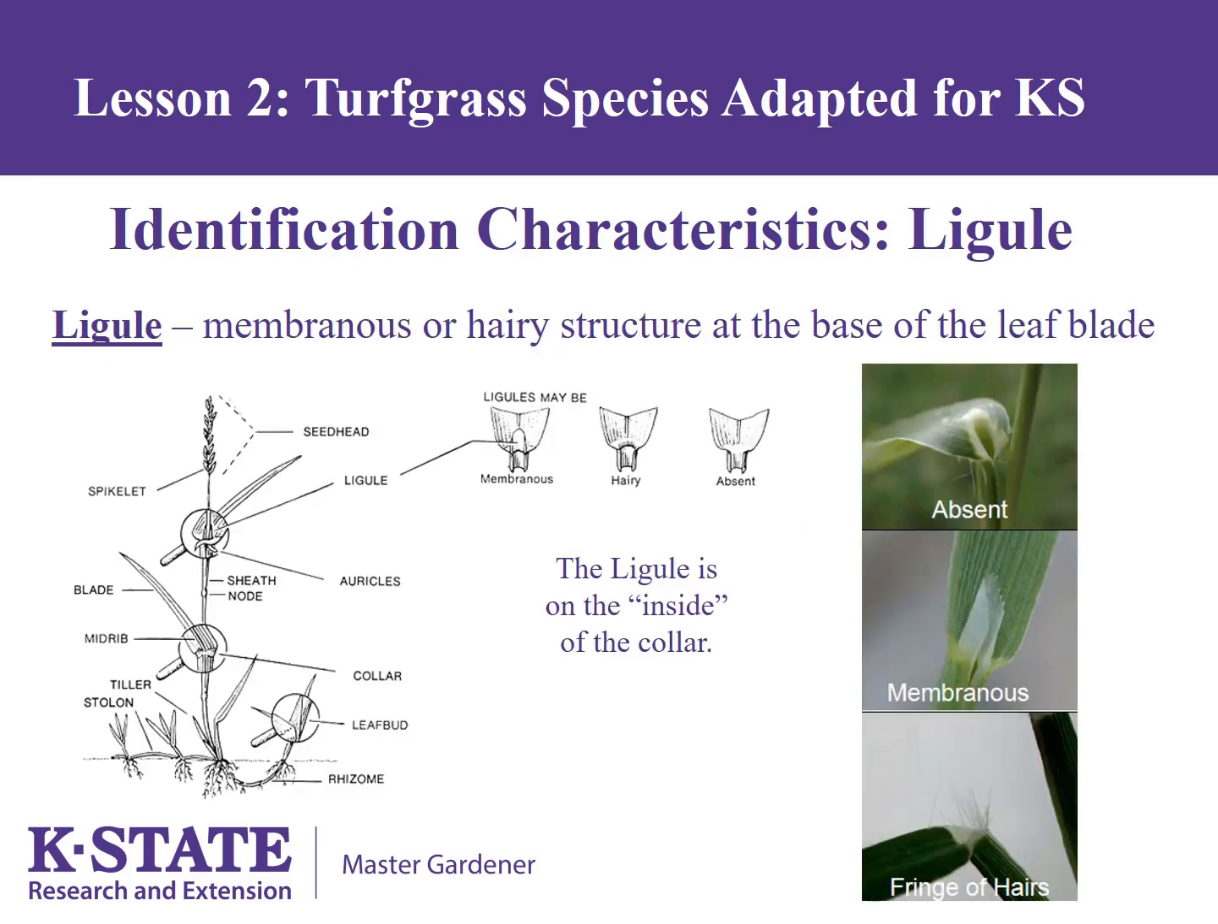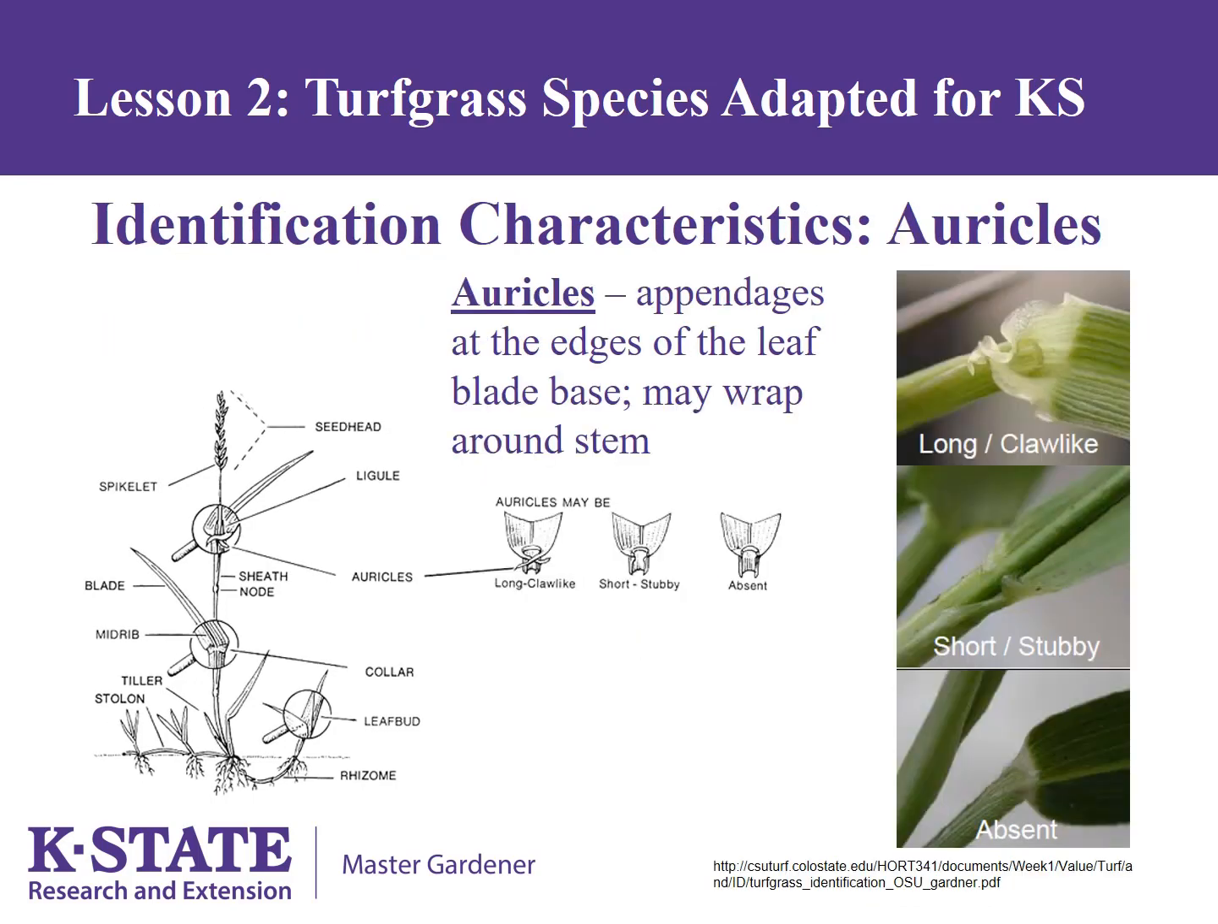The ligule is one of the easier ones to see. This is also around the collar. It is a protrusion that happens right around the sheath area or base of the leaf blade. It could be absent, where there's no ligule there. It could be membranous, which is just a small part of the plant that sticks up around the base, and then you could have a fringe of hairs. With crabgrass, this is one way to help identify it, by looking at that collar and looking at the hairs on it. And then right around the ligule, you have what are called the auricles.